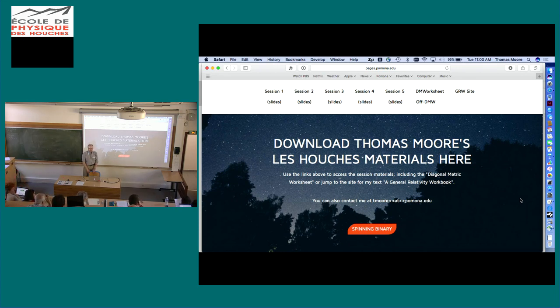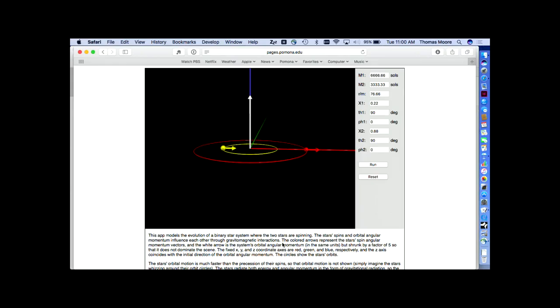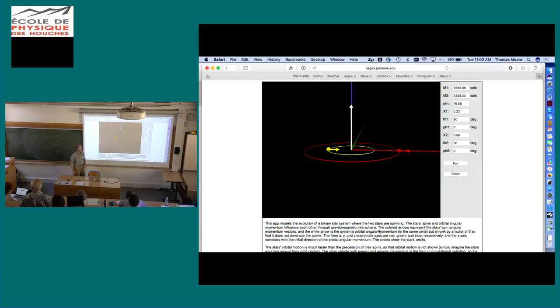We're trying to model spinning binary star systems, and you can use the gravitoelectromagnetic analogy very nicely there. One of my students actually came up with this animation that shows two stars in orbit around each other, and they've got spins. Because of the gravitomagnetic analogy, spinning stars will exert gravitomagnetic forces on each other.